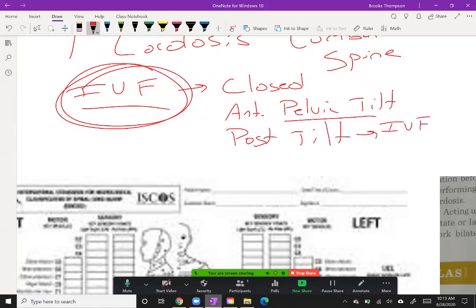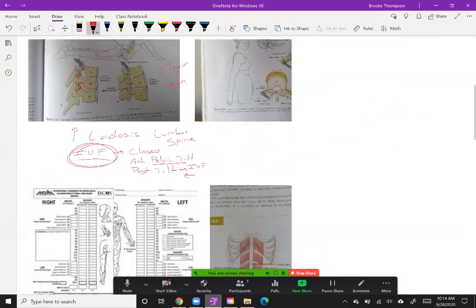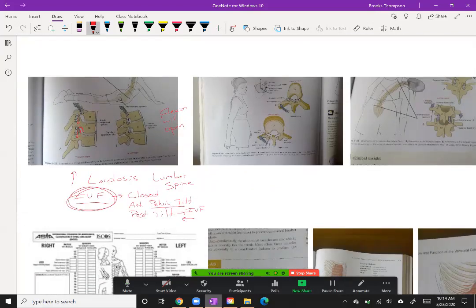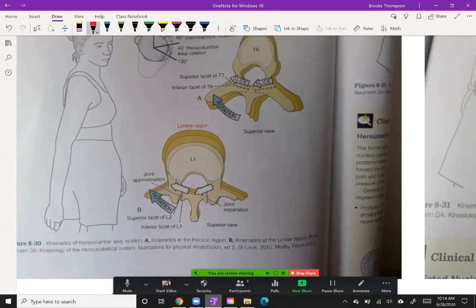Well, it will open it up, but it will start to push the disc posterior. So we have to weigh the risk reward of what we're doing when we're changing that patient's posture. So I don't think the arthrokinematics are too complex. We just looked at flexion and extension there.